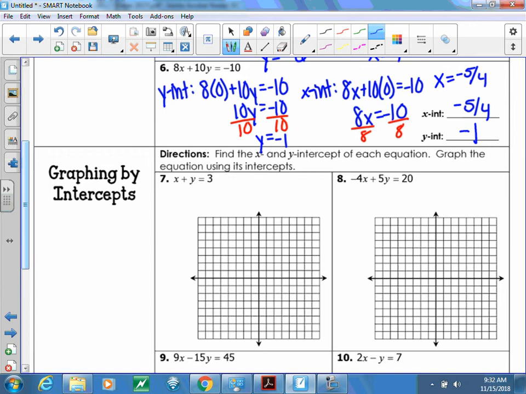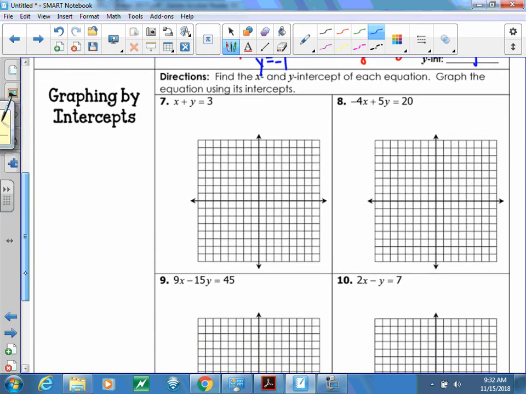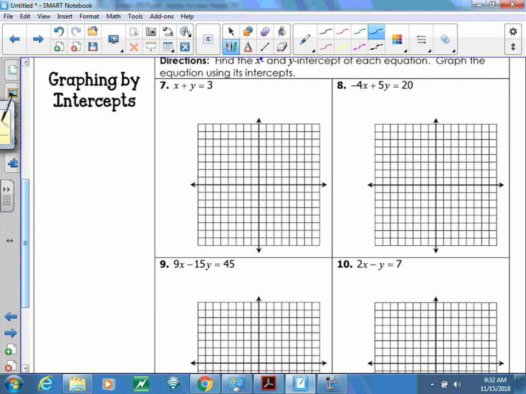So now if you're able to find x and y intercepts, that right there gives you 2 points that you can graph out and then draw a line for. So now, looking at our last examples here, trying to graph by finding your x and y intercepts.